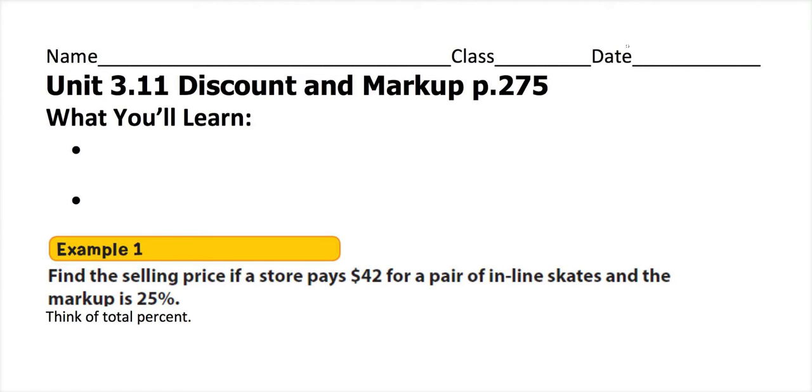So today we're going to look at 3.11. This is called discount and markup. This is page 275 in the textbook. Okay, go ahead and put your name, class hour, and today's date up at the top for me.